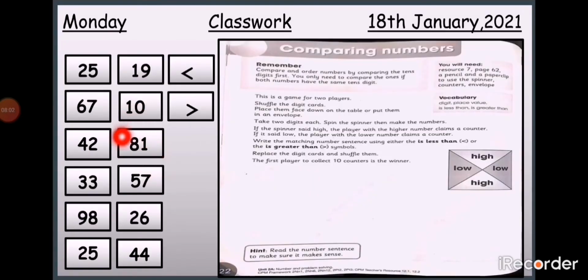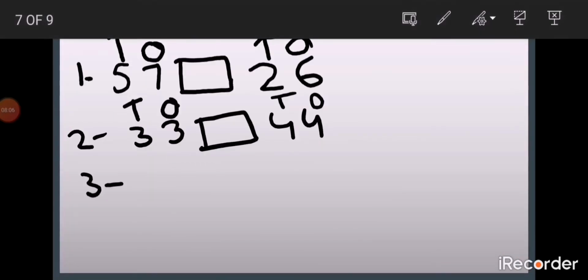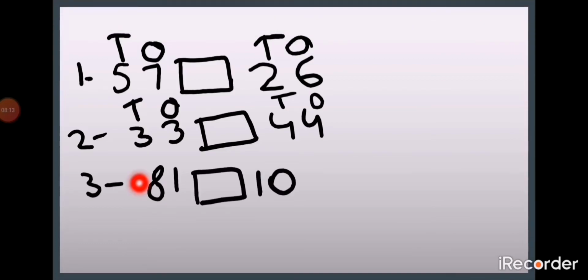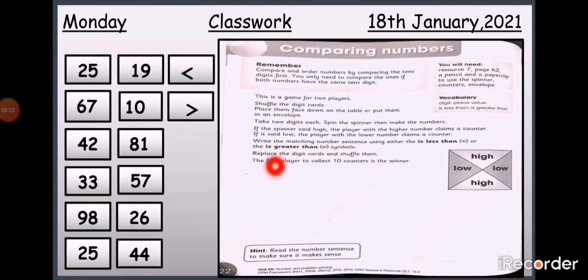Now I am choosing 81 and 10. So I am writing 81 and 10. Again, after making my third number sentence, I will put the values. You will do it in this way. Please remember that. Do it very neatly, and you will do it in this space.